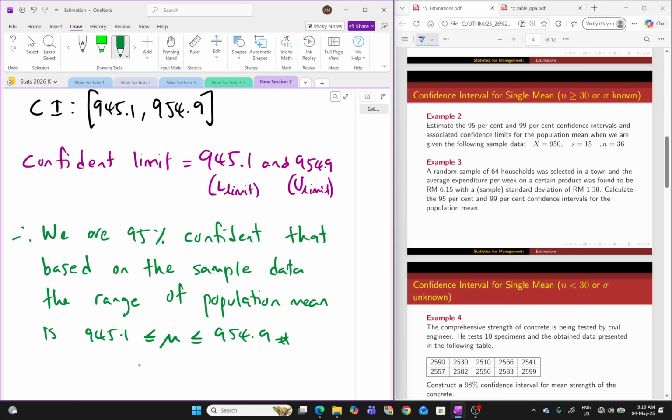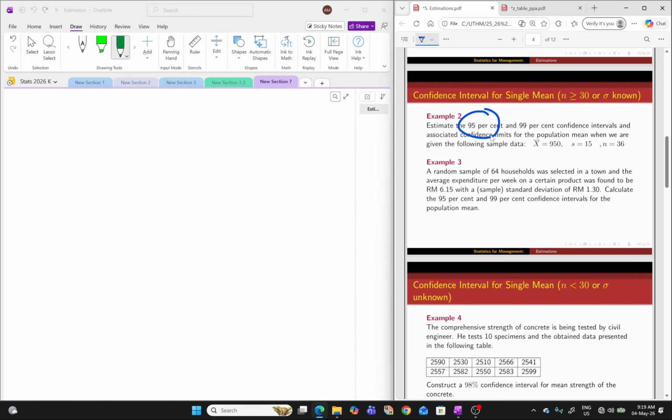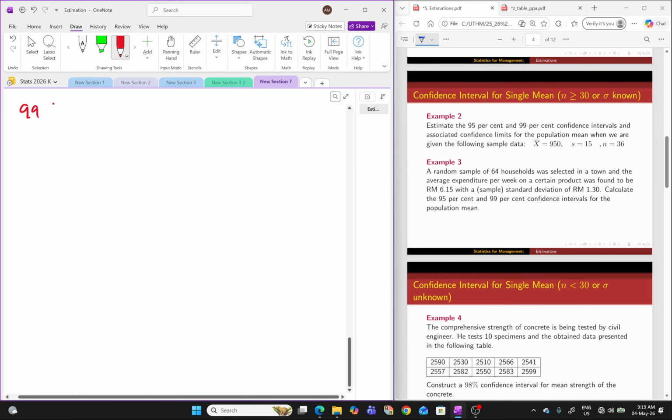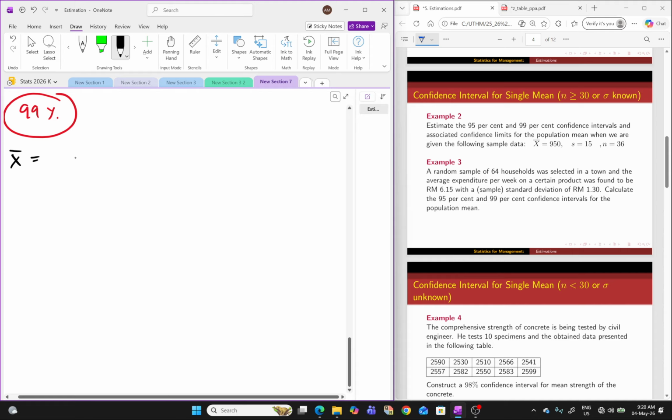Now, tadi kita buat, we did 95%, now we are moving to 99. Same process. Write the information first. What is the info? What is the mean? 950. Pukul berapa? Okay, now you take out the A4 paper. Take out the A4 paper, write your name.